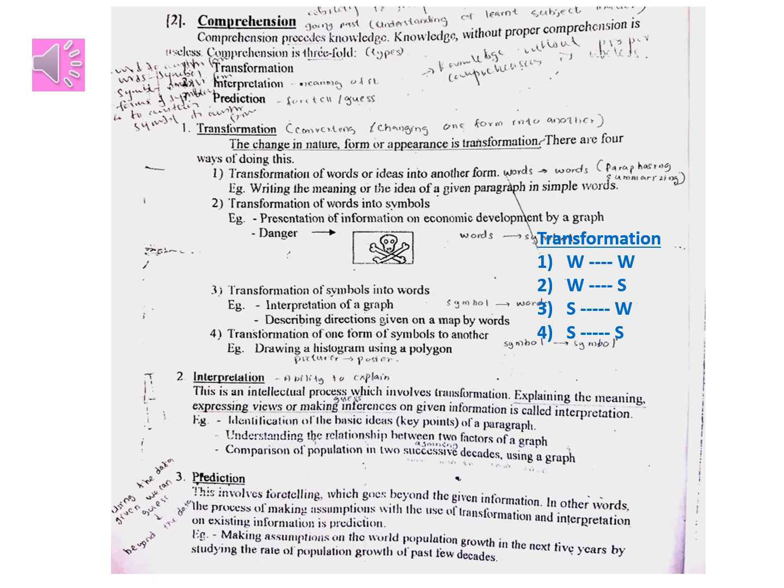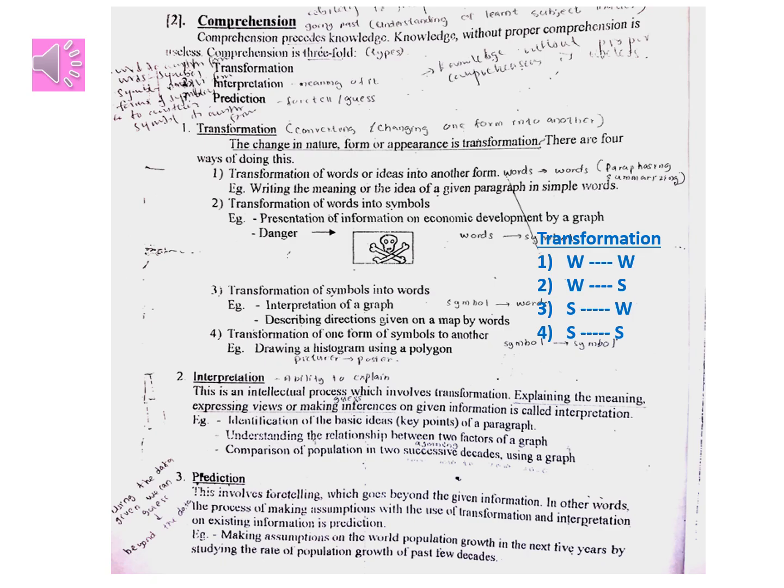Second way, interpretation. This is the intellectual process which involves transformation. Explaining the meaning, expressing views, or making inferences on given information is called interpretation. You read a paragraph and explain the meaning. Then you read a paragraph and express your ideas. To express your ideas, you should be able to understand the paragraph, right?